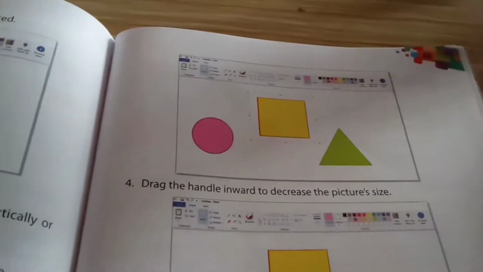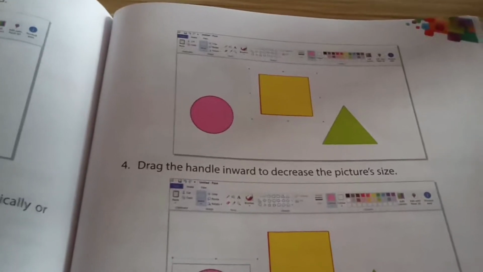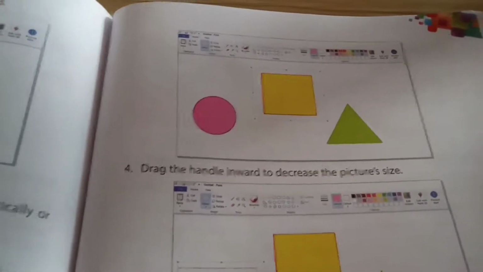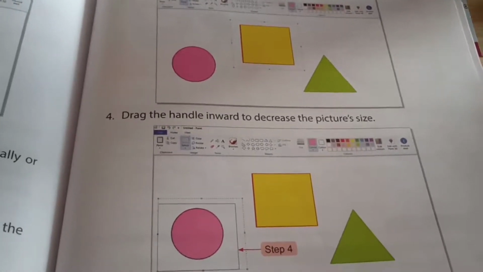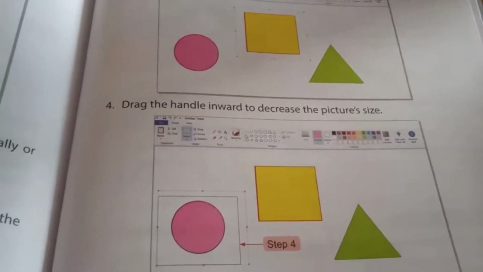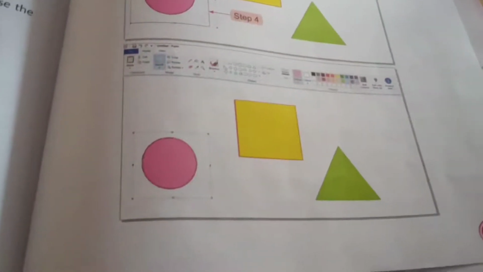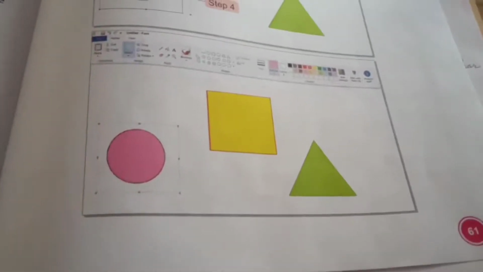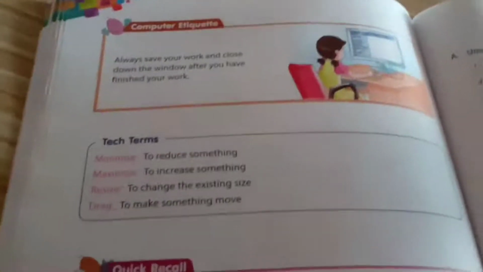Here also, in step C, you selected the option and then the sizes. Now, number 4, drag the handle inward to decrease the picture's size. Step number 4. And you can see the desired pictures. Now go to the next page. Page number 62. Here we come to the end of the chapter.